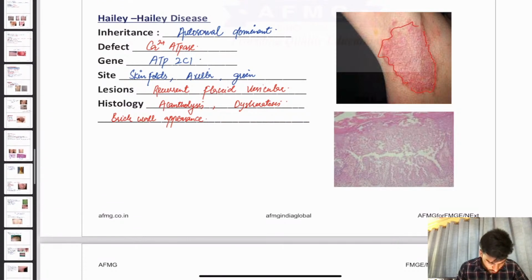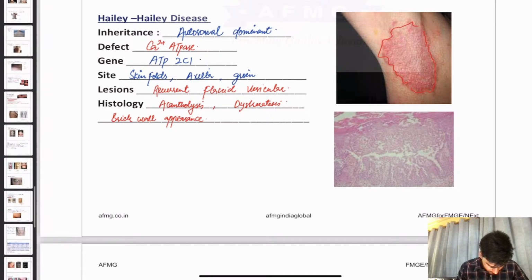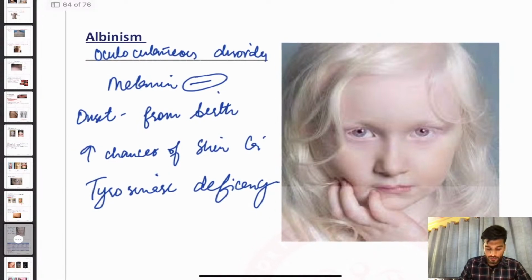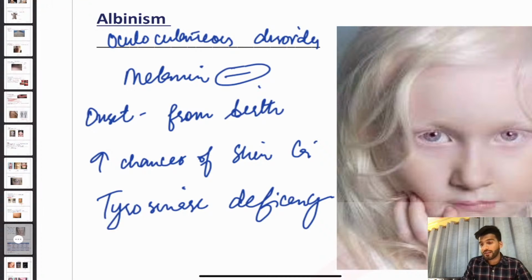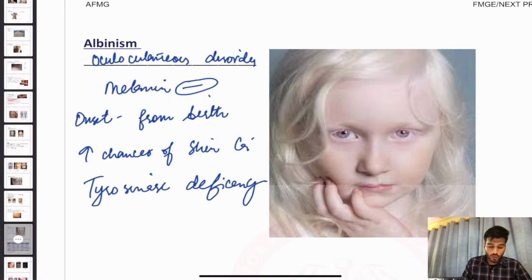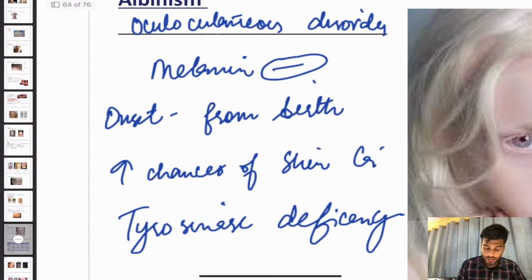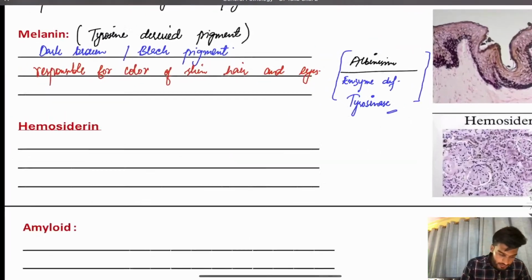these people are more prone to the malignancies as well. Okay, melanin inhibition, guys, it's onset from the birth, and there is a tyrosinase deficiency and increased chances of the skin cancer. Oculocutaneous disorder. That's why it involves eyes, hair and skin. Is it okay, guys? Everyone look at the picture, guys, and remember, tyrosinase deficiency.